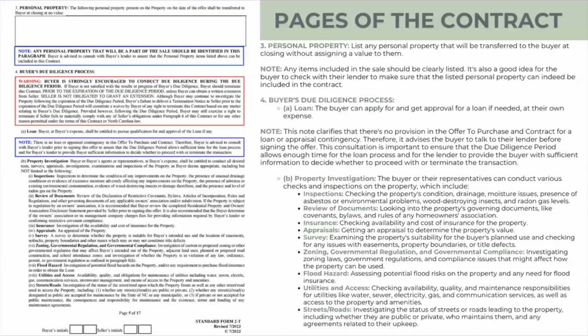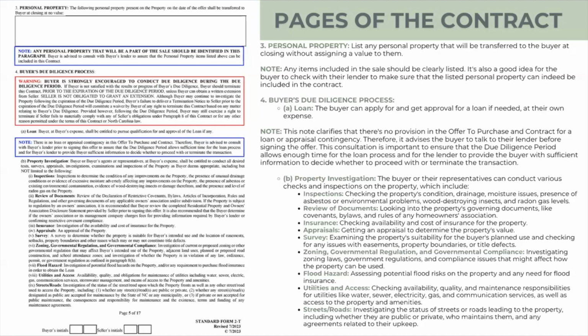3 covers personal property. So you're going to list any personal property that will be transferred to the buyer at closing without assigning a value to them. Please note that any items included in the sale should be clearly listed. It's also a good idea for the buyer to check with their lender to make sure that the listed personal property can indeed be included in the contract.